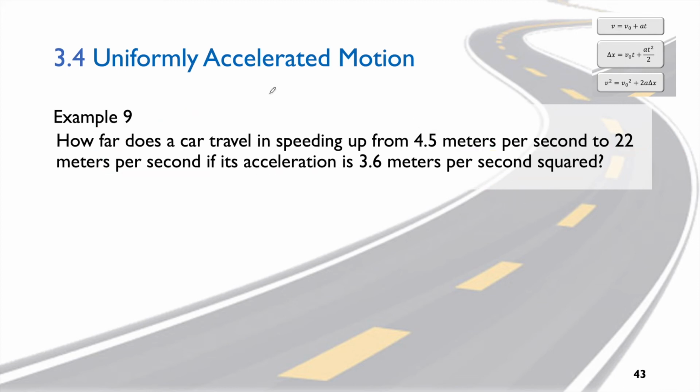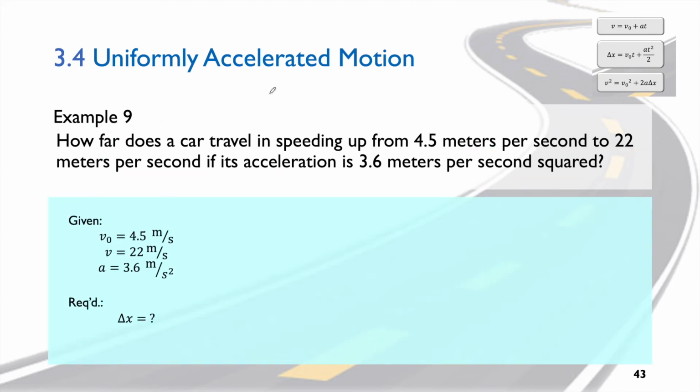So we are actually looking for this one. So let's write the given. And let's review again. We are looking for this one, so we're not going to use this. We don't have time, so we cannot use this. We will be using the third equation.